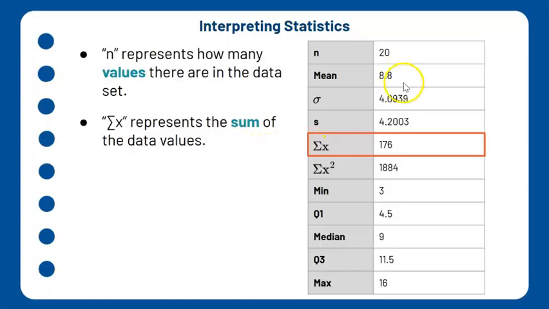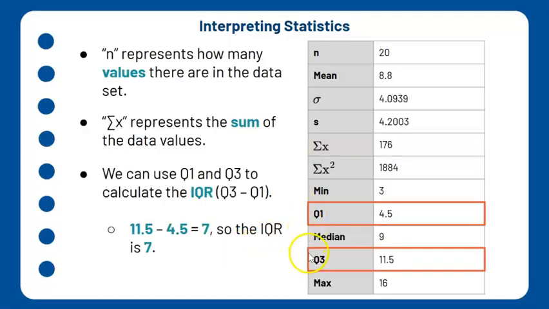Looking at the table, you may notice that some measures, like mean and median, are calculated for you. However, the IQR, a measure of variability, is not noted in the table. Which rows can we use to calculate the IQR of the dataset? We can use Q1 and Q3 to calculate the IQR. By subtracting Q1 from Q3, we can calculate the IQR. For this data set, 11 5/10 take away 4 5/10 equals 7, so the IQR is 7.